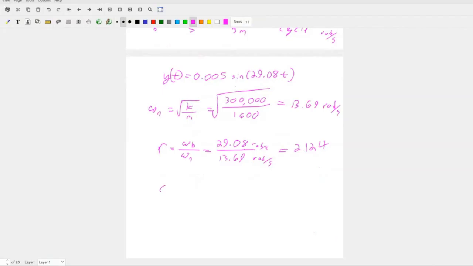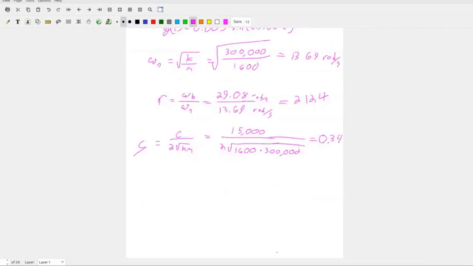And zeta, now I need to figure out which curve I'm on, is equal to c over 2 times the square root of km, which is 15,000 over 2 square root of 1,600 times 300,000. And that is equal to 0.34.